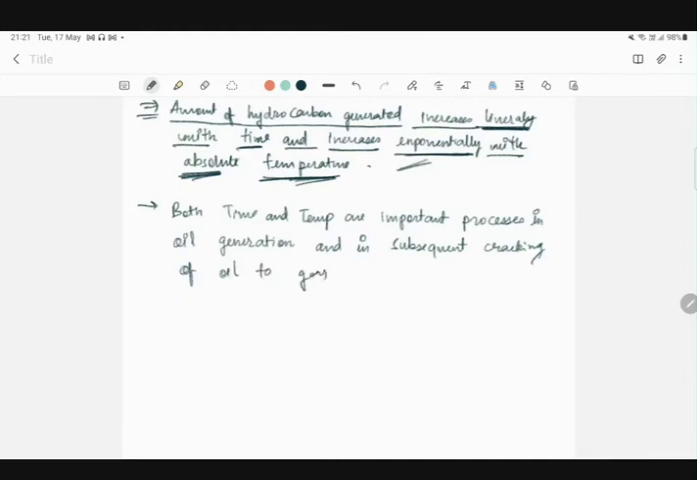We know now, if this is the organic matter, then it will convert into oil, and then oil will be converted into gas, and that's what is said here. With increasing time and temperature, the organic matter will convert into oil, and then oil will convert into gas.